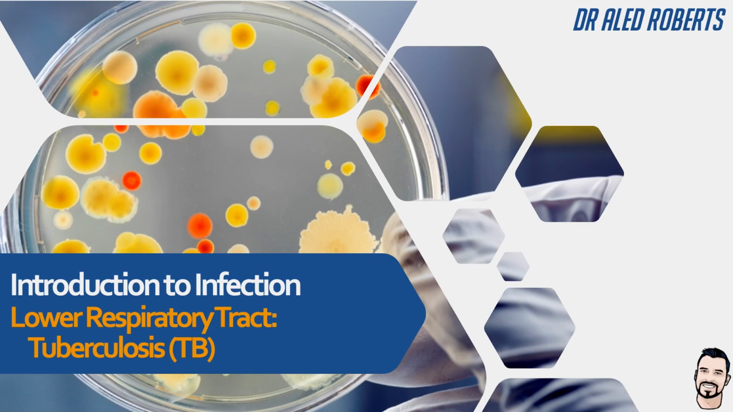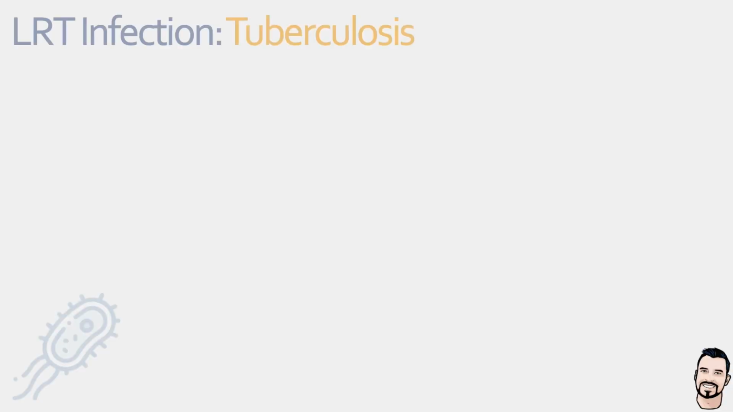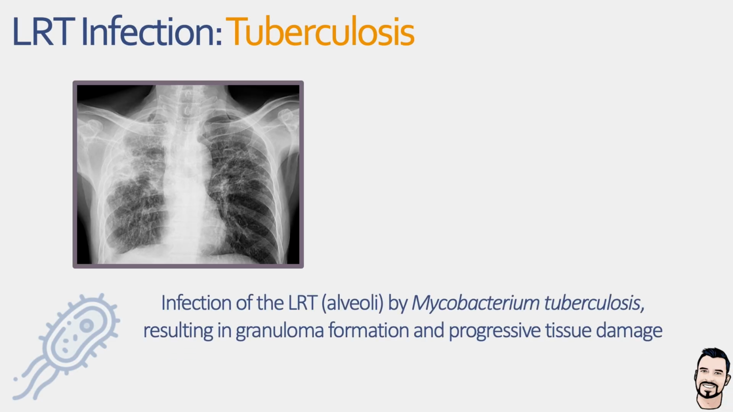I'm Dr. Aled Roberts, and in this video we're going to look at tuberculosis, more commonly abbreviated to TB, as an example of a lower respiratory tract infection. Now, this particular disease is caused by Mycobacterium tuberculosis, which is an acid-fast bacterium with a lipid-rich cell wall that doesn't interact well with the gram stain.